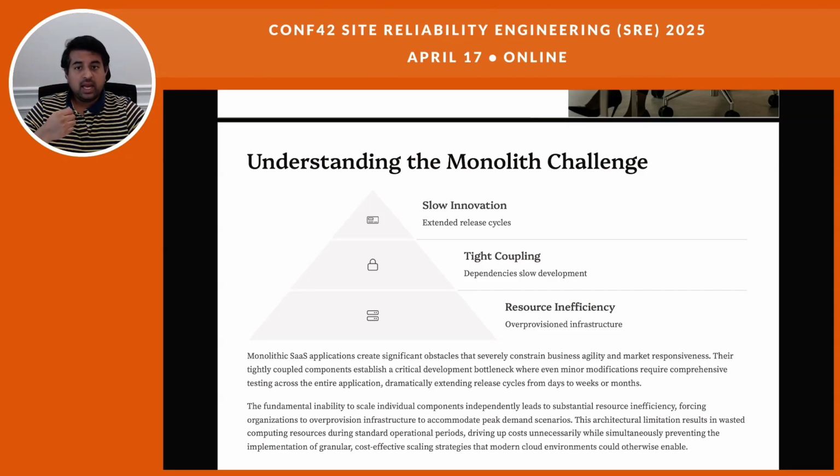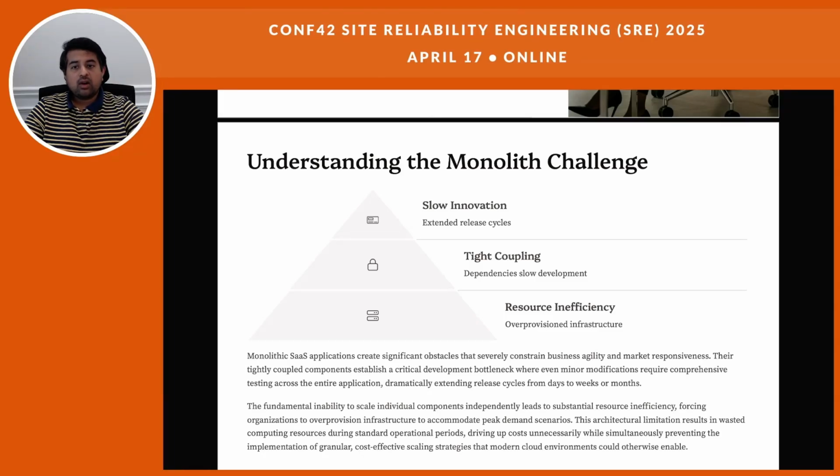For example, a typical e-commerce platform using a monolithic architecture might allocate server capacity for Black Friday level traffic year-round, resulting in an average of 60 to 70% idle resource utilization during normal operations. This over-provisioning leads to a 30 to 50% increase in infrastructure costs compared to architectures that allow for granular scaling.